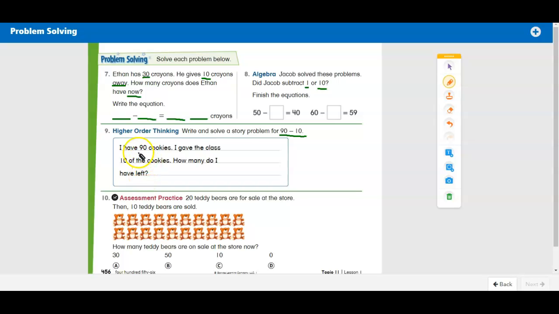In my story problem, I used the number 90, said that I gave 10 or subtracted 10, and then I asked how many do I have left? This is my example of my story problem. You can make your story problem about anything. Make sure that you include both numbers and say that you are giving or subtracting 10.